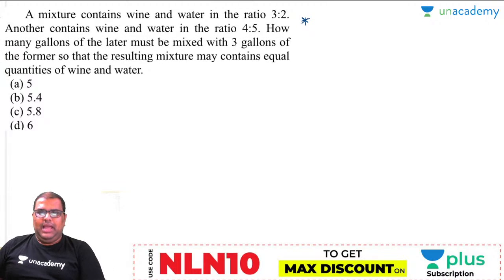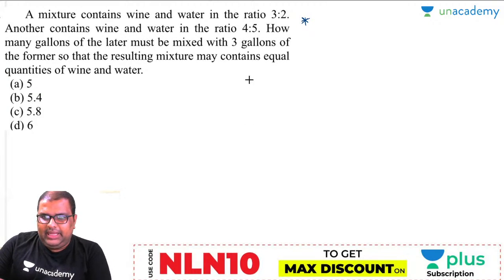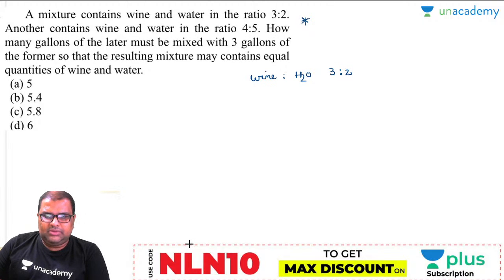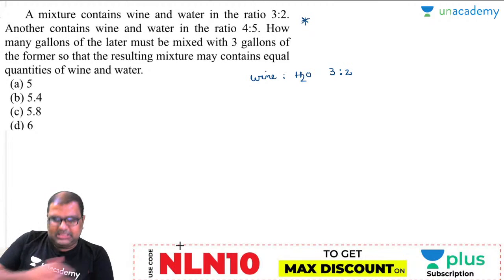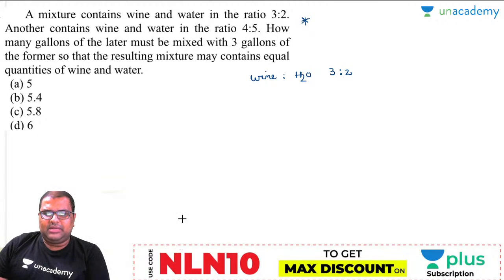Right, see here. A mixture contains wine and water in the ratio of 3:2, it seems. Another contains wine and water in the ratio of 4:5. How many gallons of the latter must be mixed with 3 gallons of the former so the resulting mixture may contain equal quantities of wine and water? Latter means the next one. Former means the present one.